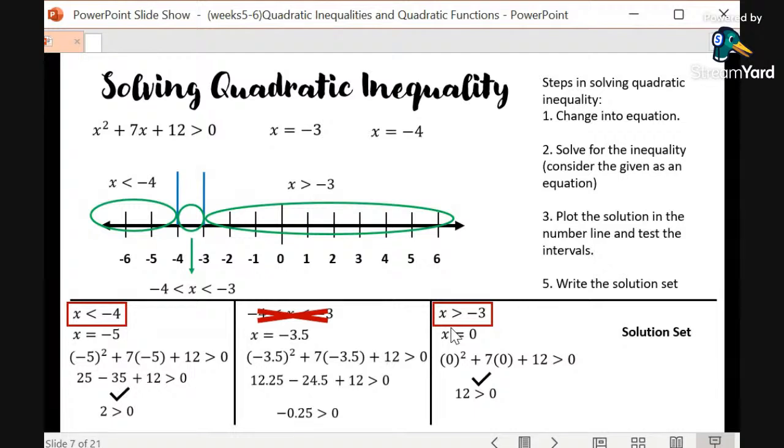Okay, solving quadratic inequality. So ano ba yung pinakahuli? So ang solution set natin is ganito po, no? Ilalagay natin is x is less than -4 or, don't forget to use the word or, okay? Yan po ang gagamitin nating word. Or x is greater than -3. So again, our solution set is x is less than -4 or x is greater than -3.